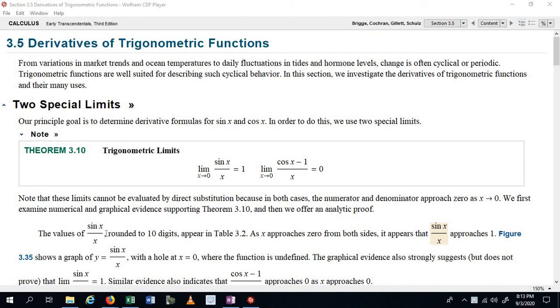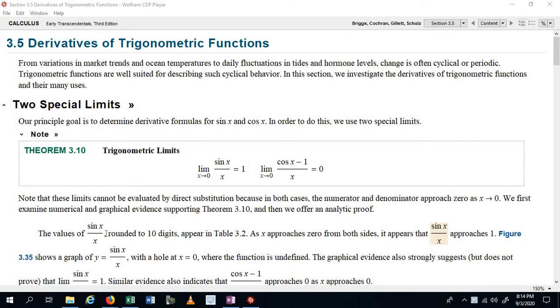Hello again. In this video, we're going to begin talking about the material from section 3.5, where we find the derivatives of the 6 trig functions. So we're going to start with finding the derivative of sine and cosine.